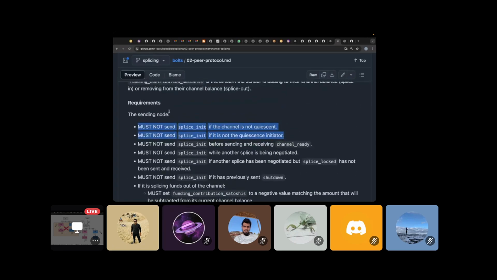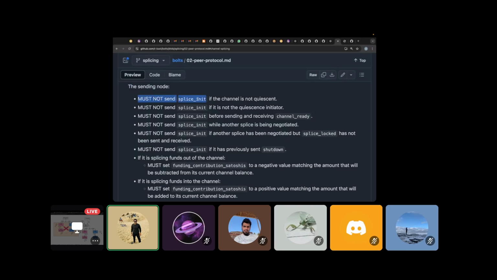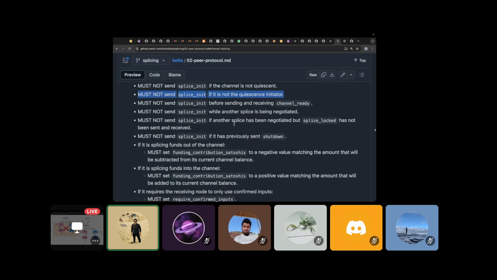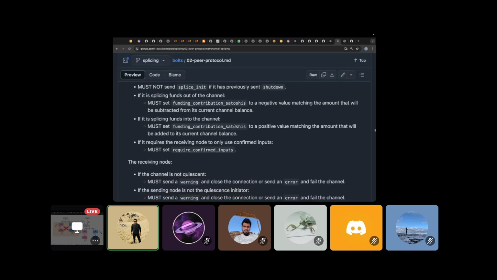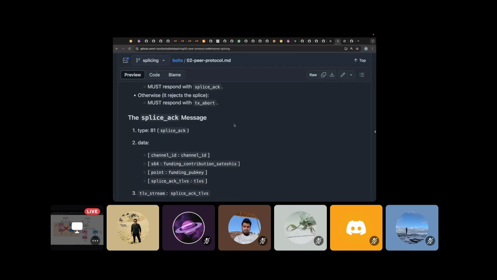So this describes the behavior of the sending node as well as the receiving node. As you can see, must not send splice init if the channel is not quiescent. So it should go into quiescent before sending splice init. Must not send splice init if it is not the quiescent initiator. So only the quiescence initiator is allowed to send splice init. So these are the minor details that should be taken care of while implementing splicing into a wallet.